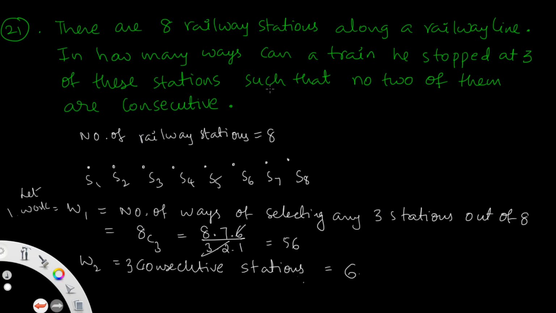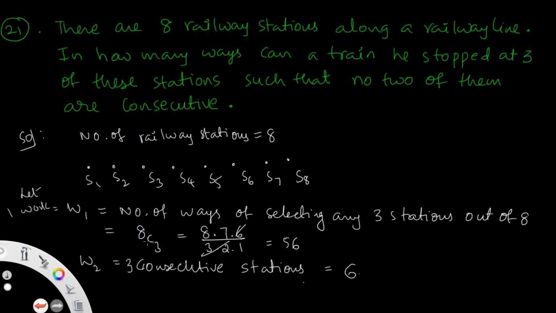So the total number of stations here is 8. Let them be S1, S2, S3, S4, S5, S6, S7, S8. Let us say work number 1, that is W1, is the number of ways of selecting any 3 stations out of 8. So any 3 stations out of 8 stations can be selected.